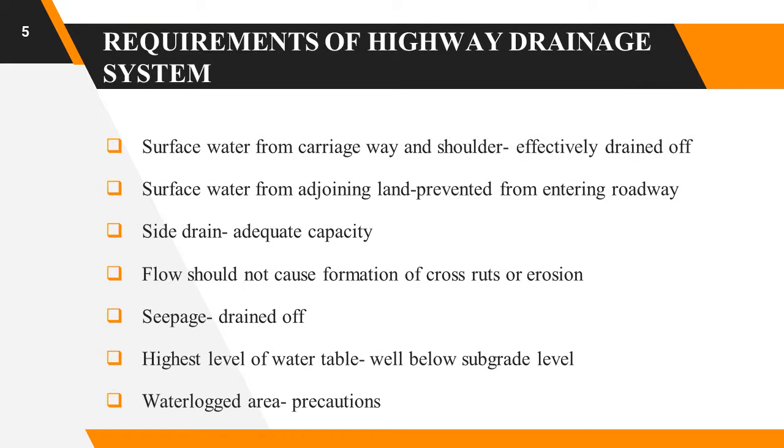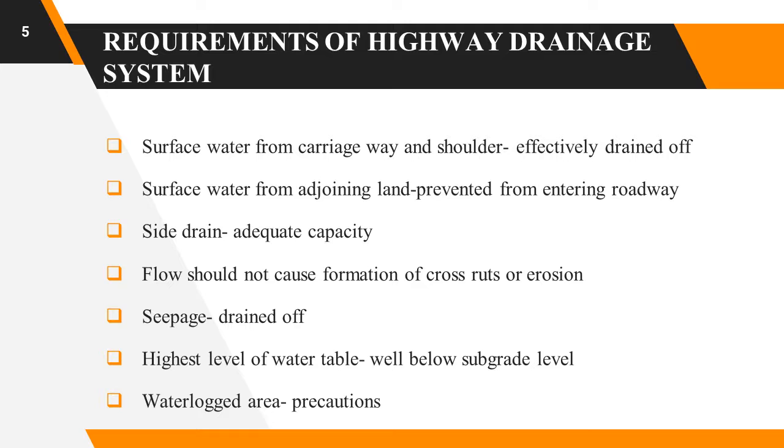Next, requirement of an effective highway drainage system. Firstly, the surface water from the carriageway and the shoulder should be effectively drained off without allowing it to percolate to subgrade. The surface water from the adjoining land should be prevented from entering the roadway. The side drain should have sufficient capacity and longitudinal slope to carry away all the surface water collected. Flow of surface water across the road and shoulders and along slope should not cause formation of crosscuts or erosion.